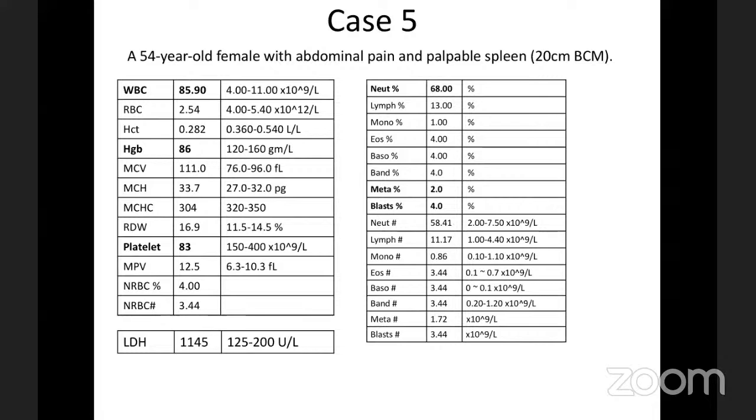The CBC: we have a leukocytosis, anemia, thrombocytopenia, mainly neutrophils on the diff, with some circulating blasts, 4%. You also have a left shift and nucleated RBCs. So this is what we call a leukoerythroblastic blood picture.